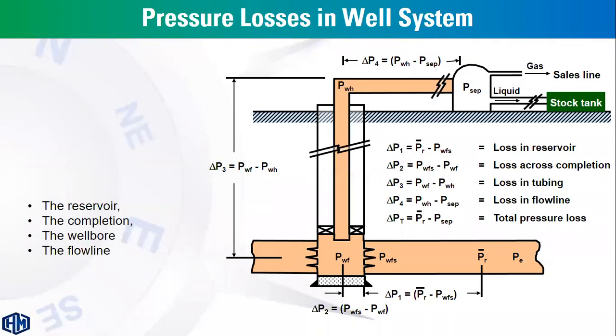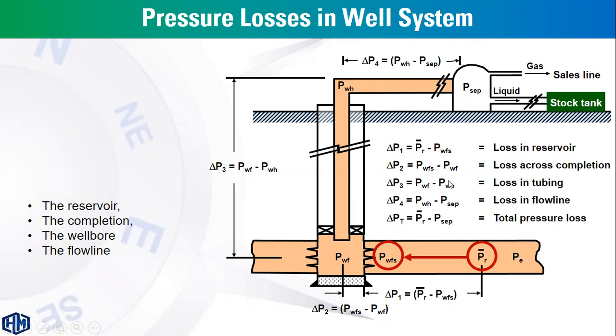So for the pressure losses in the production system, as you can see, we simply have three major parts: the reservoir part, the production tubing or completion, and the surface network. Starting with the average reservoir pressure to the pressure just before the completion or sand face, and then we have the bottom hole flowing pressure. Right here we have the wellhead pressure at the wellhead, and the separator pressure.